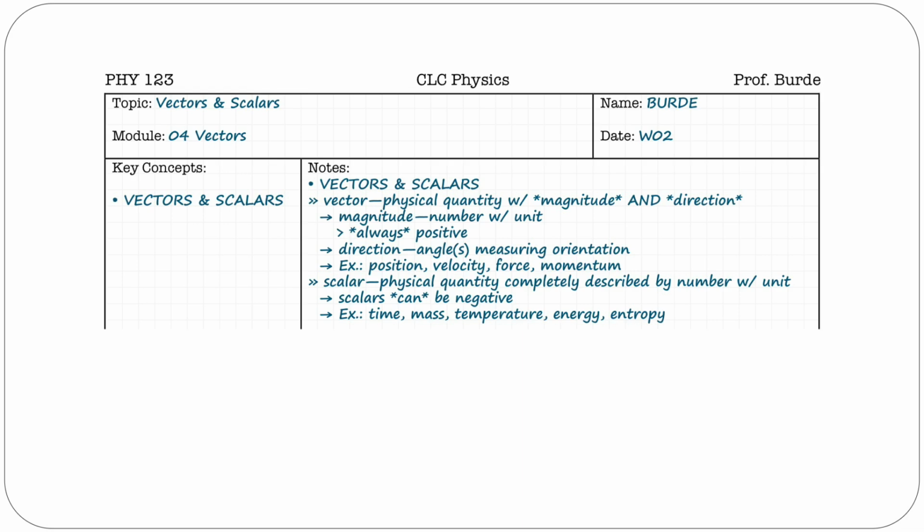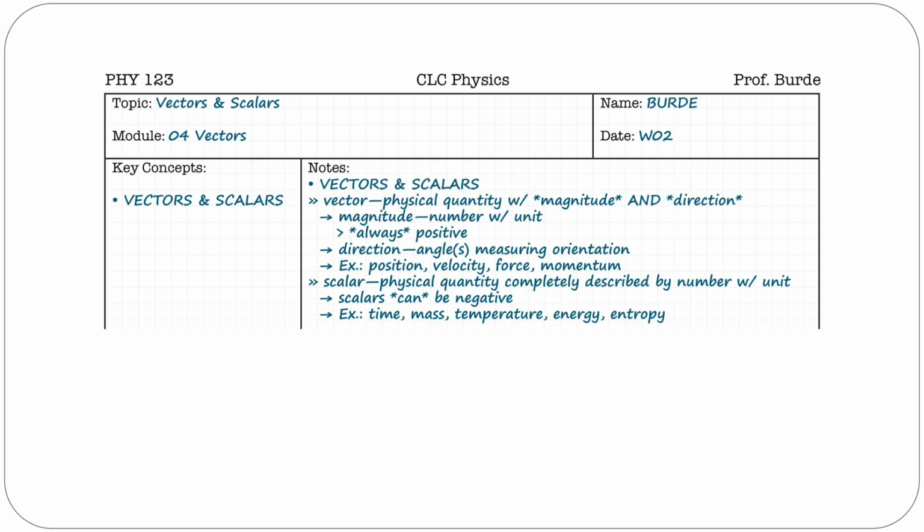In contrast with vectors, we have scalars. Scalars are another physical quantity, but they are completely described by simply a number and a unit. So they're just an amount. Mass, temperature, energy, entropy, time, these are all scalar quantities. And so you don't have to define the direction when you're describing the mass of an object. The mass is just something inherent to the object.